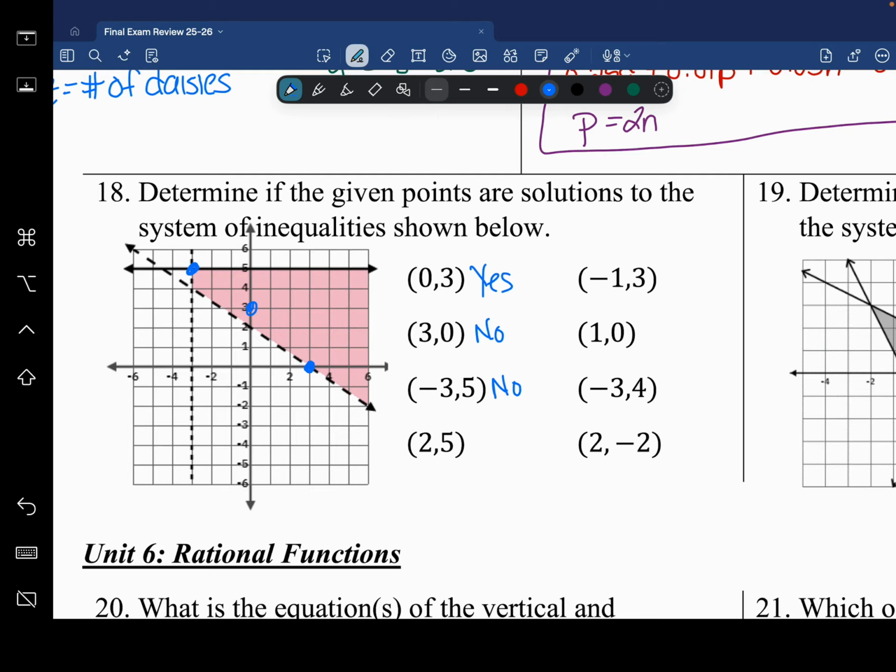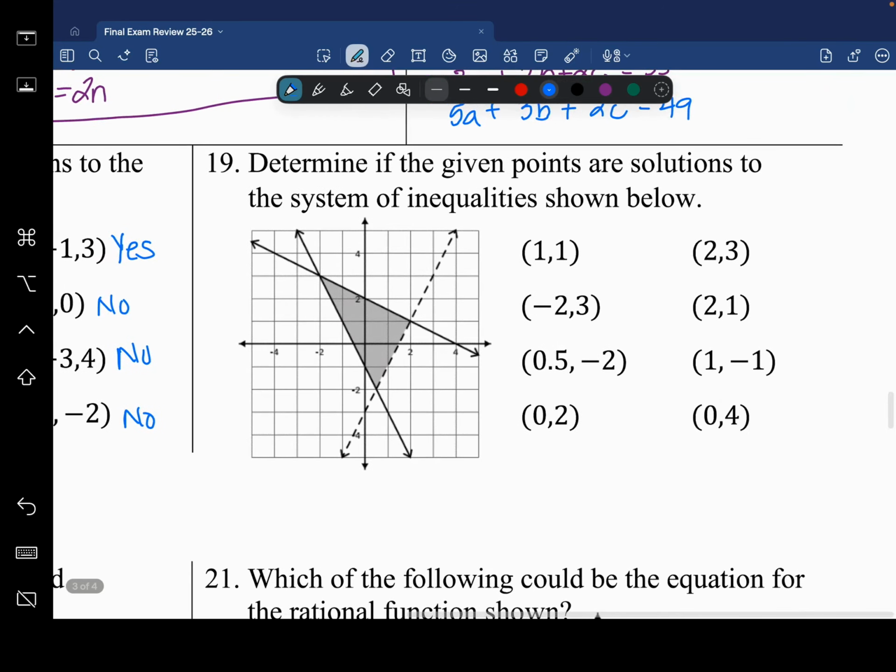2, 5, so right 2, up 5. That one is a good point. It's on the solid line and it's on the boundary of the shade. Negative 1, 3, left 1, up 3, barely falls inside the shade, but it still falls in the shade. 1, 0, over 1, up nothing, that is out of the shade, that's a definite no. Negative 3, 4, left 3, up 4. This falls on 2 dashed lines, definitely a no. 2, negative 2, right 2, down 2, again, out of the shade, definite no.